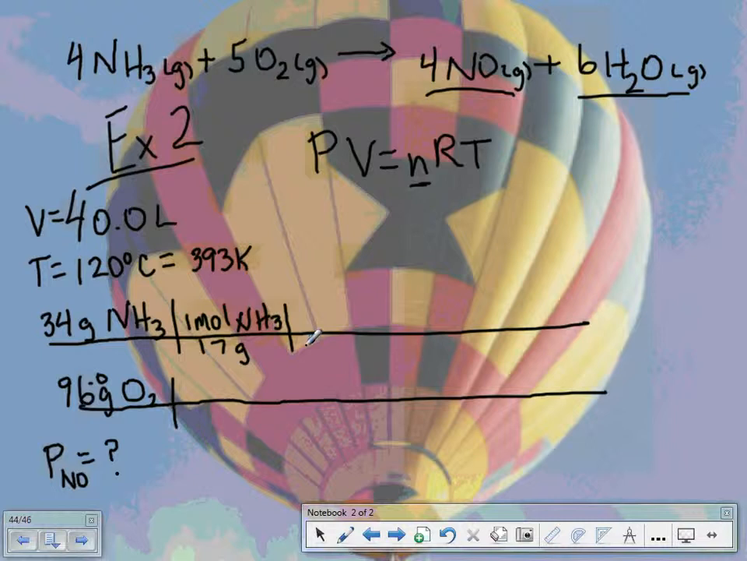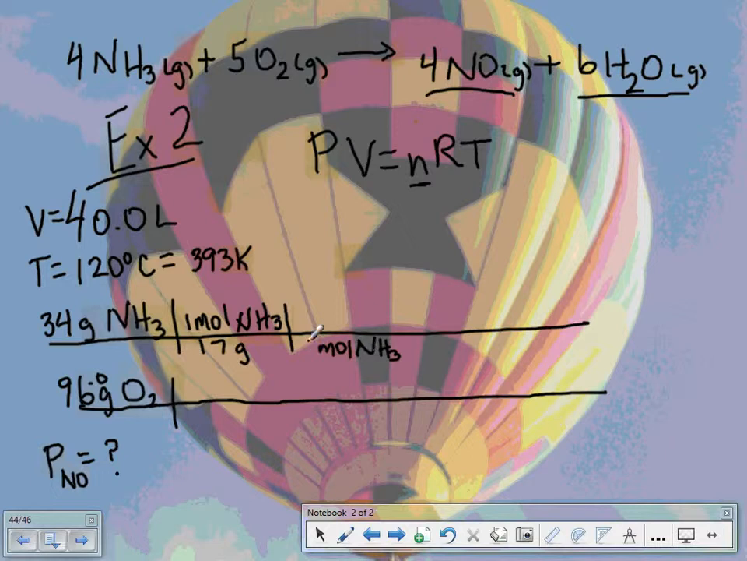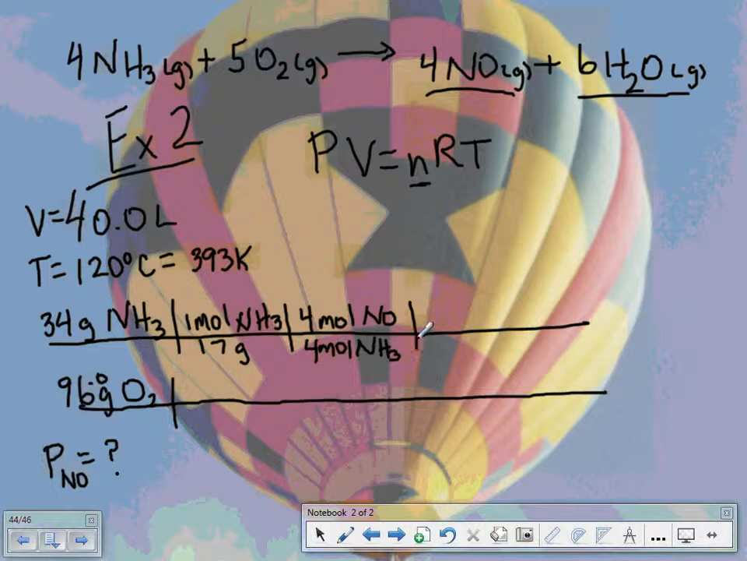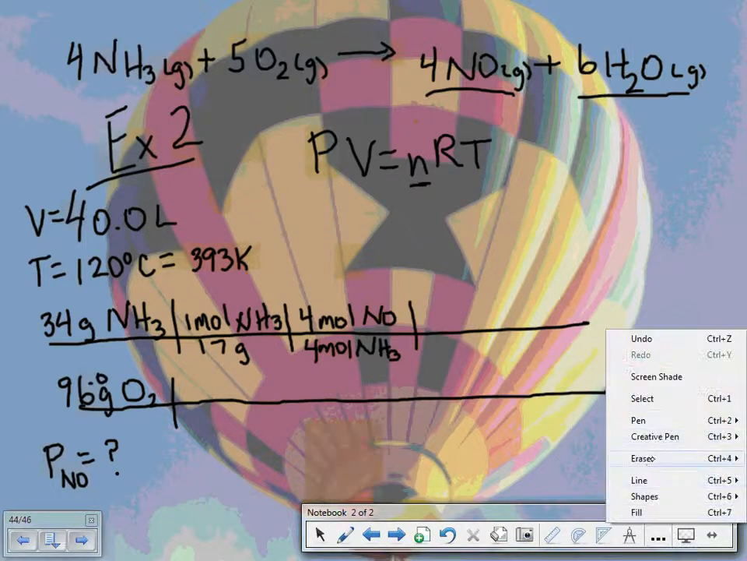All right. And then let's apply our mole ratio. So how many moles of NH3 does our equation say? 4. And we're changing it to moles of NO, and that's also 4, isn't it? Yes. All right, well, that's easy math. 4 over 4. And then we just wanted to go to moles.